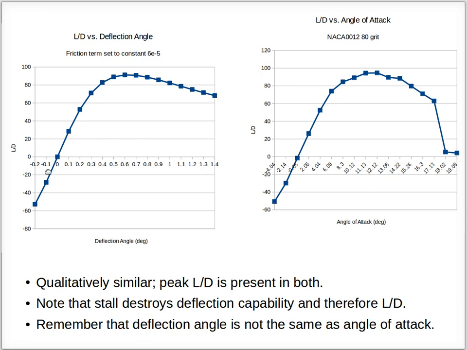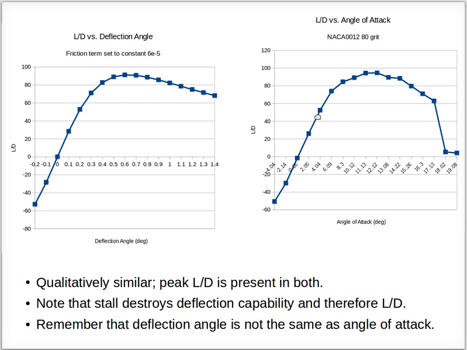And we can see it has this shape. We get better and better lift over drag ratio, and then we have some peak, and then it starts to go down. And we see this same pattern in experimental data. This is data I grabbed off of a NASA website, and we have the lift over drag versus the angle of attack. And the shapes are very similar, but note that the deflection angle and the angle of attack are not the same.